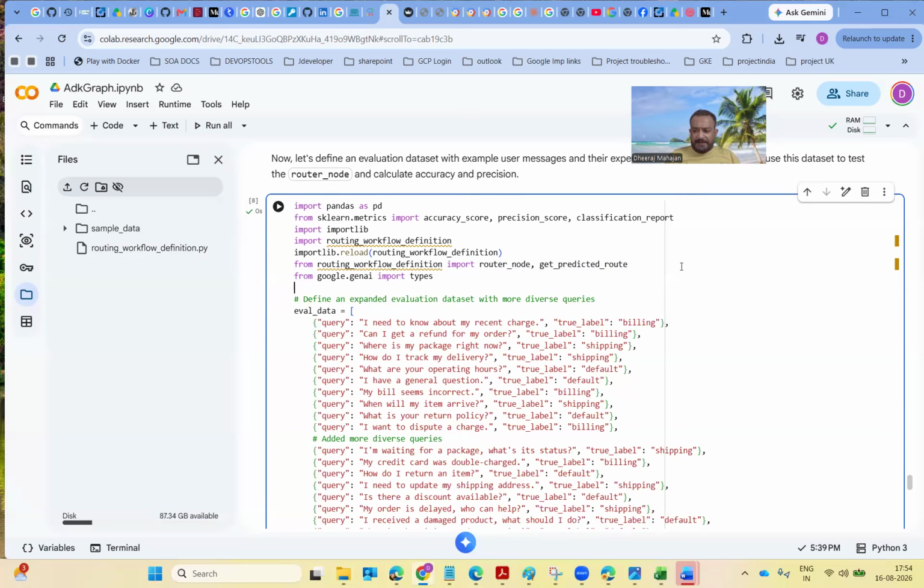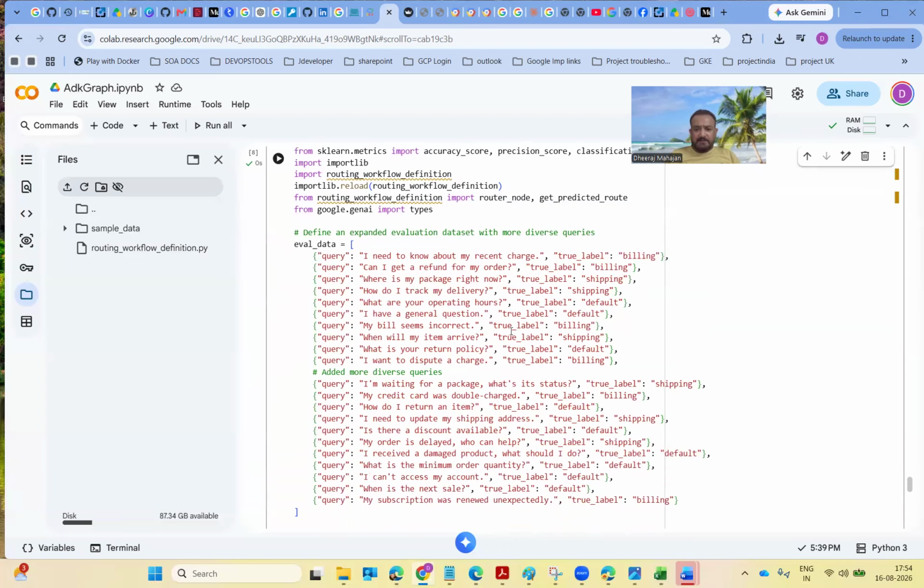So we have created one data set to evaluate, just as an example. For example, if somebody asks, I need to know my recent charge, it is labeled as billing. Can I get a refund of my order? It is labeled as billing. Where is my package right now? It is shipping. My bill seems to be incorrect.